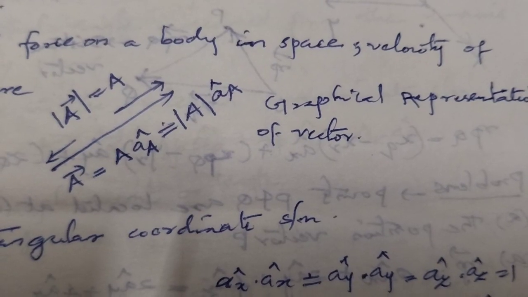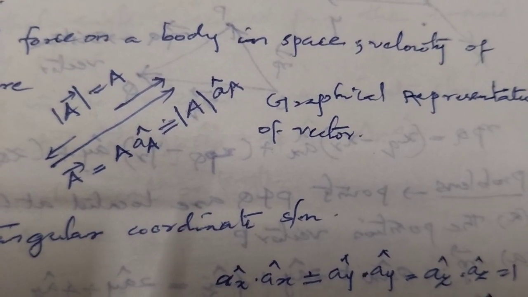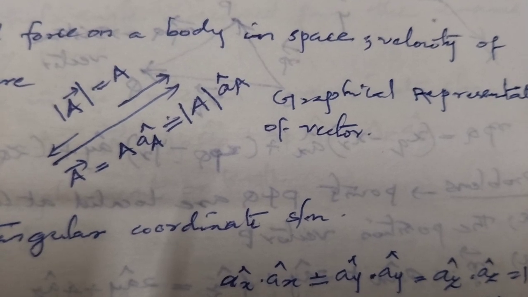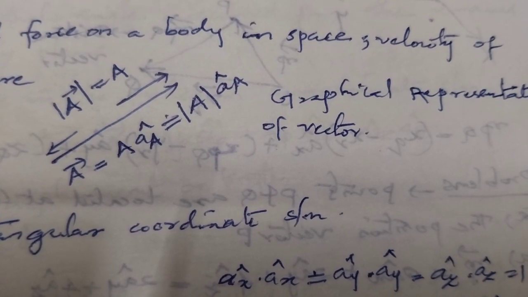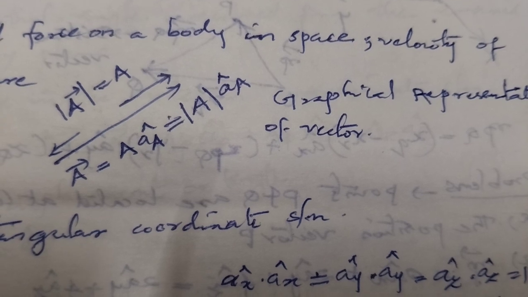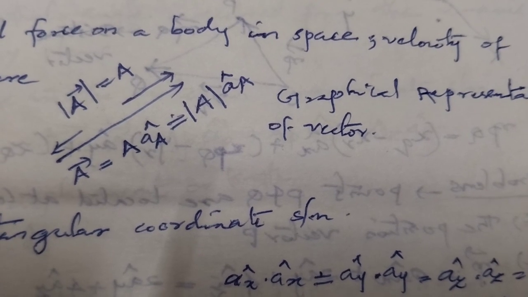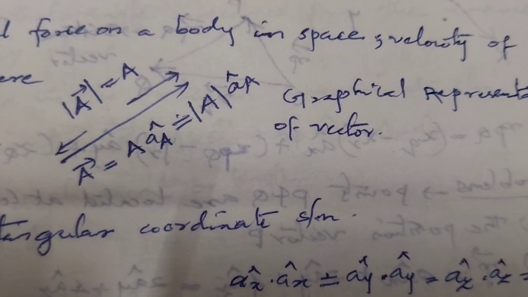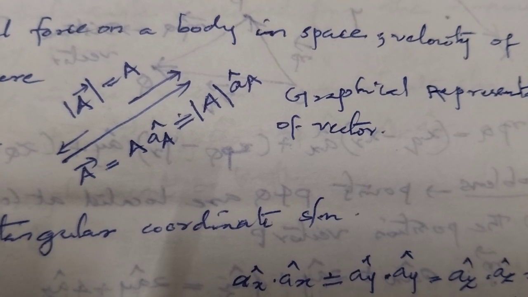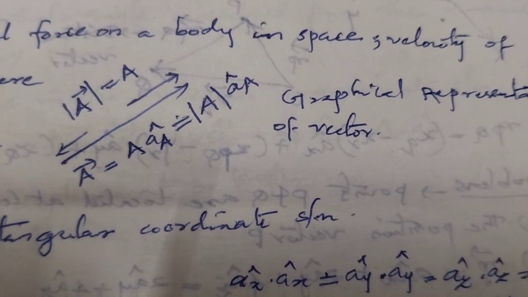Graphical representation of a vector. Mod A vector is equal to A, and vector A is equal to mod A torque.